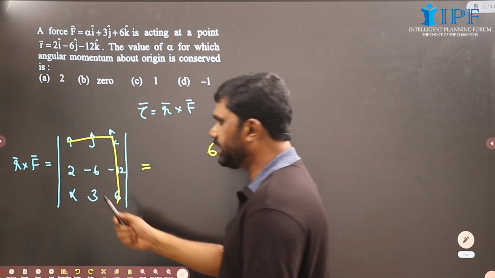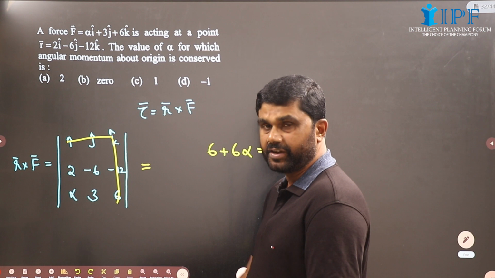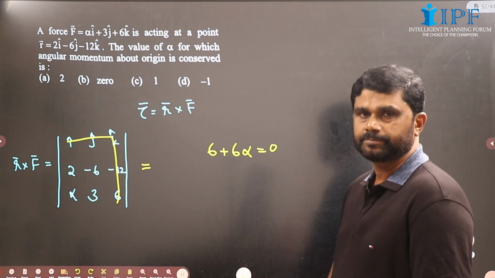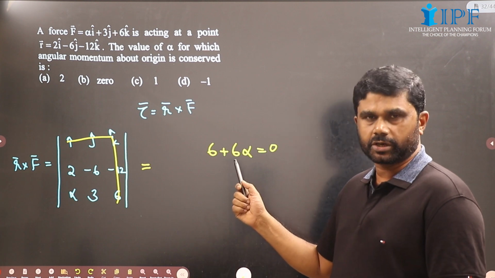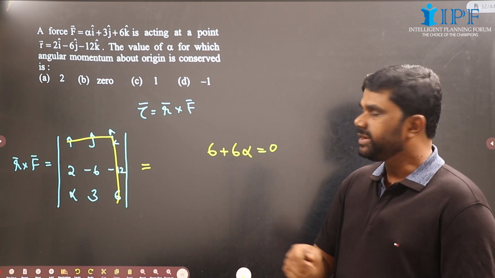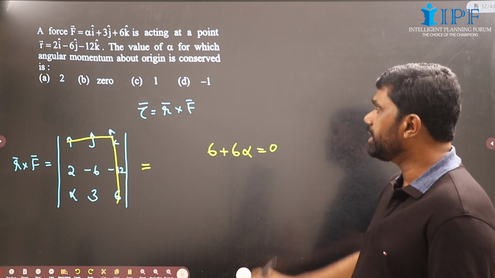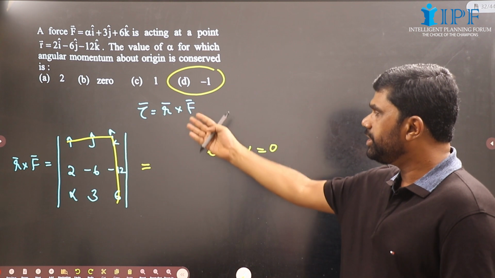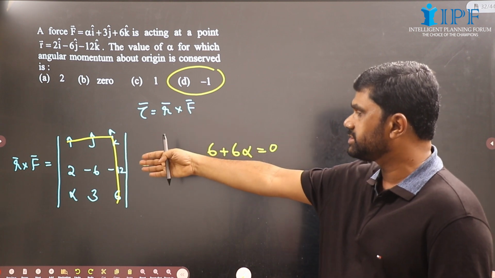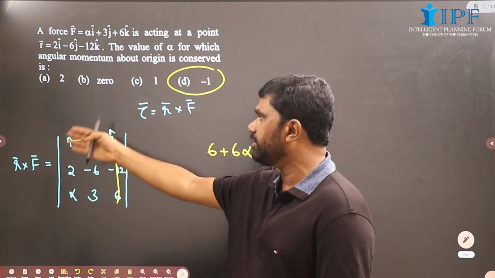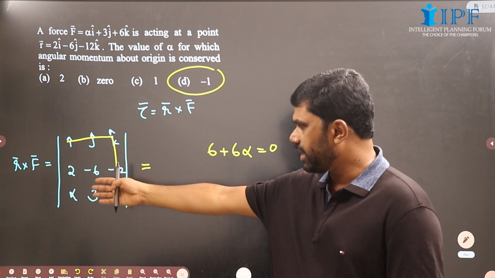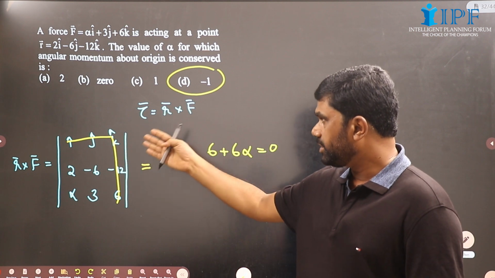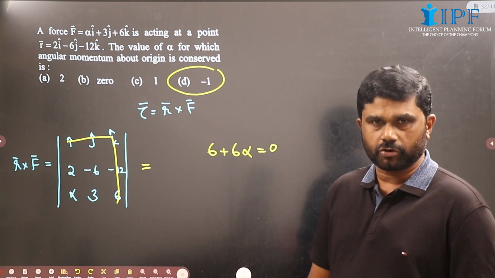This is 2 into 3, that is 6, and this is minus 6 alpha, so 6 plus 6 alpha. This is the Z component of the torque, and that should be 0. Means alpha should be minus 1. Then only we will get this equal to 0. You need not completely evaluate this R cross F. We have to find out only the value of alpha, and for that you have to find out only the Z component of the torque.